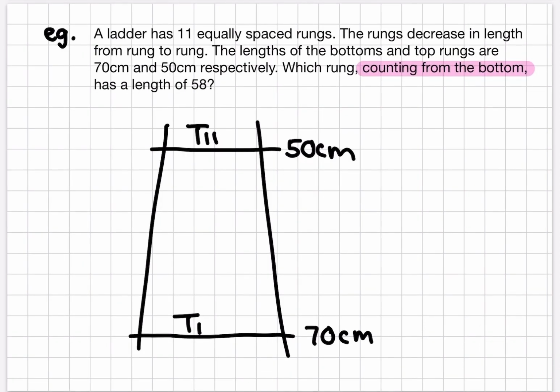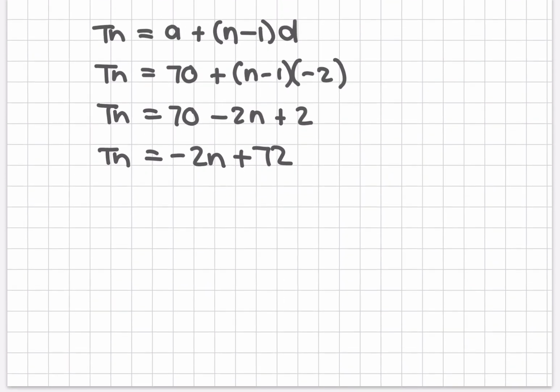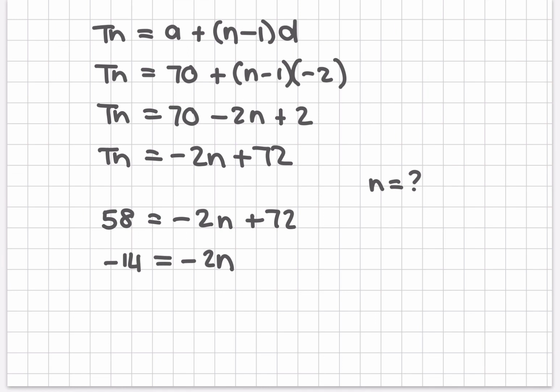Now, the original question asked us which one has a length of 58. So we are going to sub that into Tn. They're asking us for the position where it's equal to 58. So we're going to make it equal to 58, and we want to calculate the position. So when we take that 72 across, we end up with negative 14 equals negative 2n, and divide by negative 2 on both sides, and I end up with 7. So the 7th rung is equal to 58. And that is your answer.